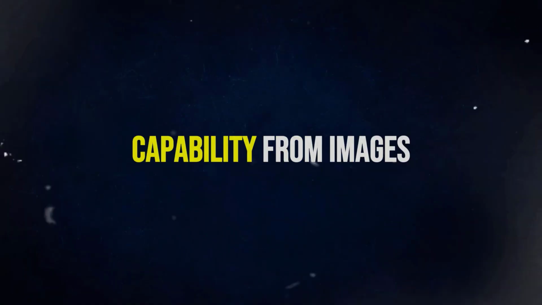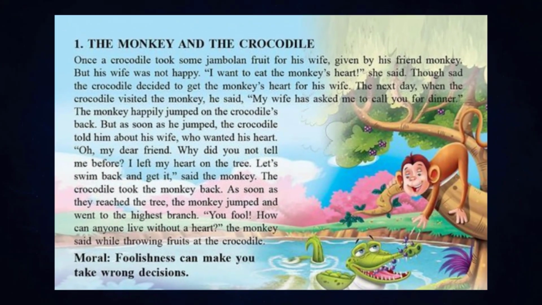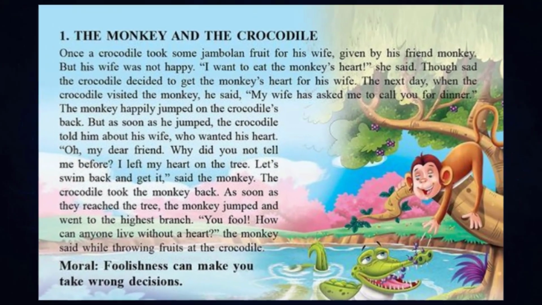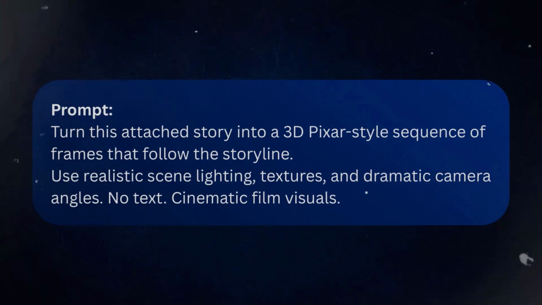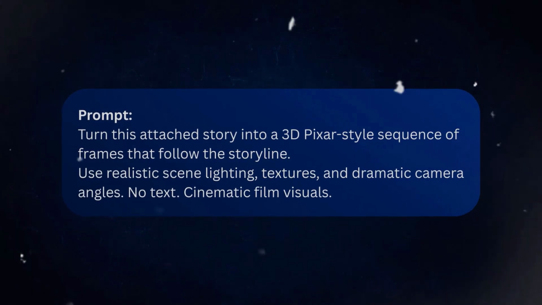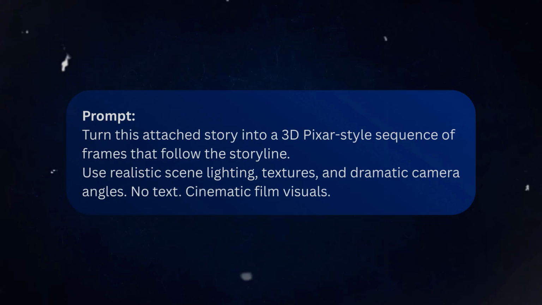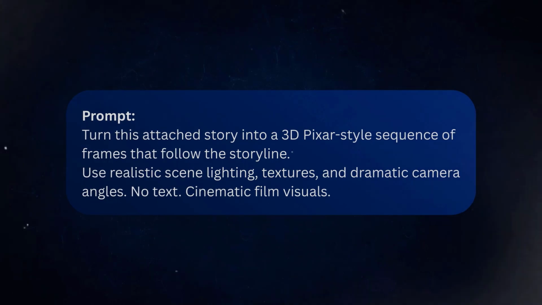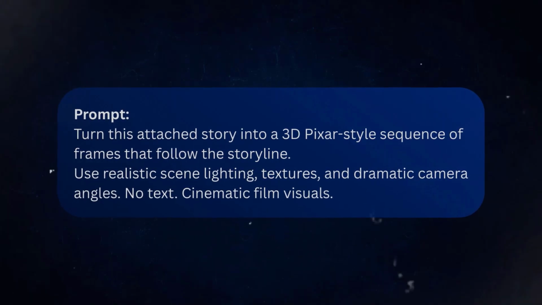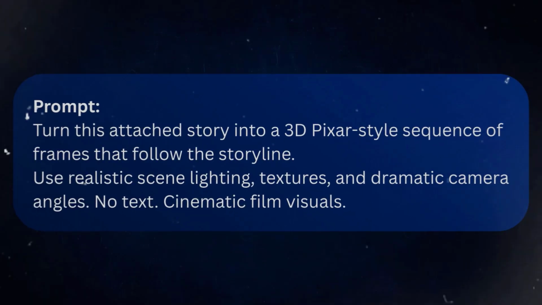To test text capability from images, I uploaded this kid's story image and used this prompt. Turn this attached story into a 3D Pixar-style sequence of frames that follow the storyline. Use realistic scene lighting, textures, and dramatic camera angles. No text, cinematic film visuals.